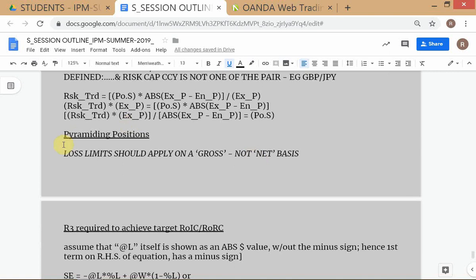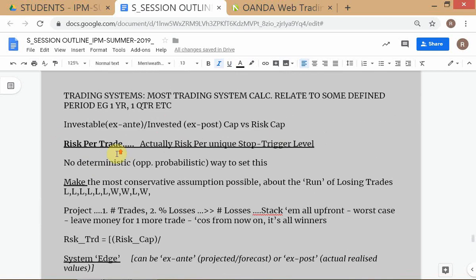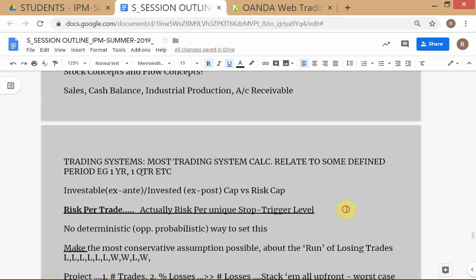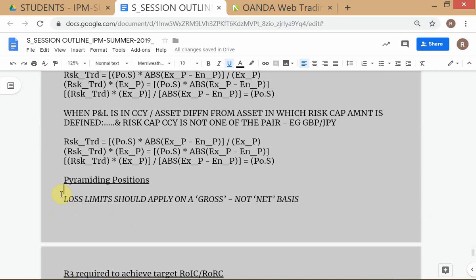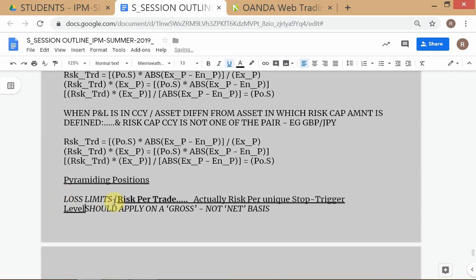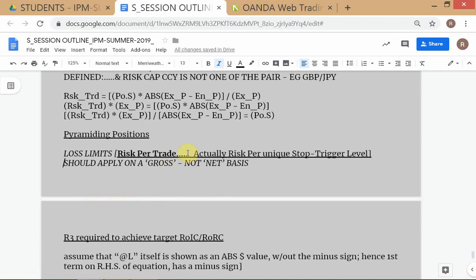This is all on the pyramiding positions. The loss limits, like risk per trade. First understand what I'm saying, it's already there in your notes, you don't have to write this. When we're talking about loss limits, which is your risk per trade, the loss limit is given by your risk per trade. This should apply on a gross basis, not on a net basis.